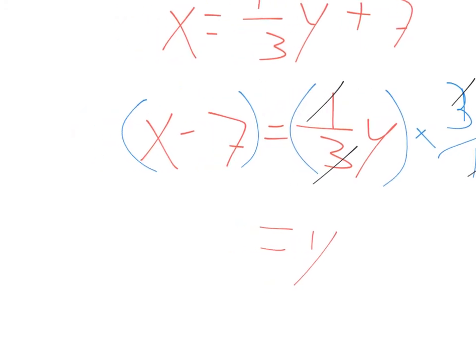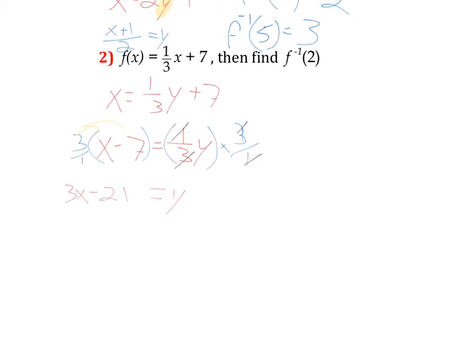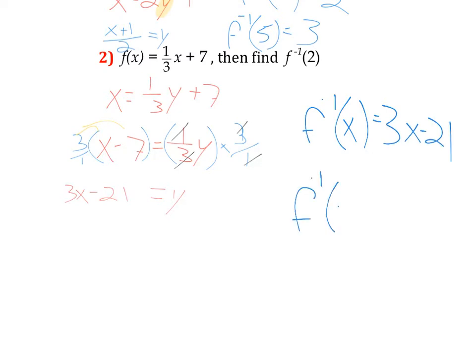Now, whatever I do to one side of the equation, I have to do to the other. We have to maintain a balance. So I'm going to multiply by 3 over 1 over on this side. Basically, we're just multiplying by 3. So if I distribute that in, I'd get 3x minus 21. So my inverse function is going to be 3x minus 21. And if I evaluated that at 2, that would be 3 times 2 minus 21. So 3 times 2, let's see, that's 6. Minus 21 would be negative 15.